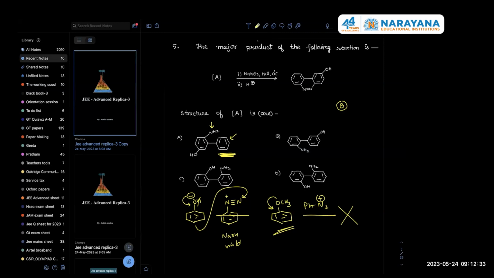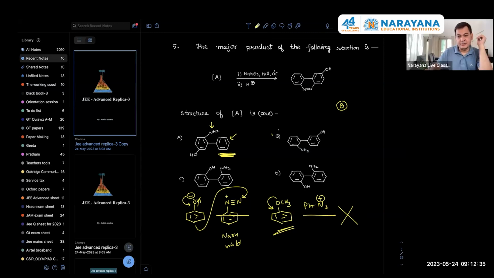Yes, sir. Very good. So the answer is B only, because in the presence of diazonium, this OH becomes O minus. In that case, that ring is activated, then diazonium attacks, and after the reaction work-up, it will again convert the O minus into OH. Right?